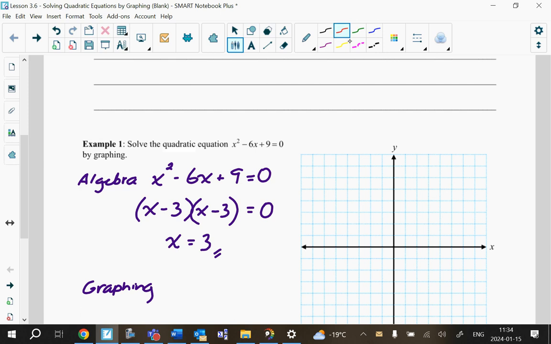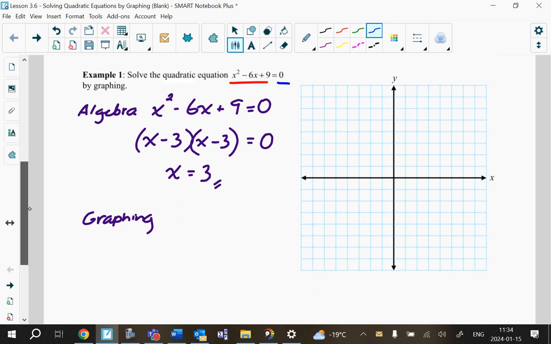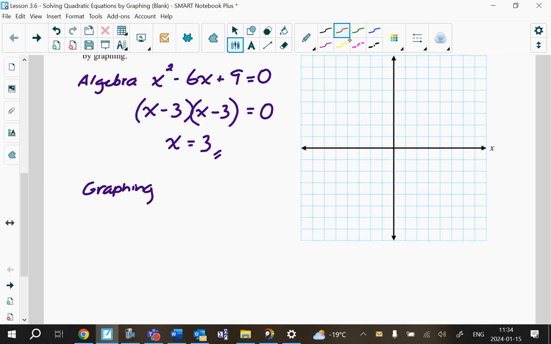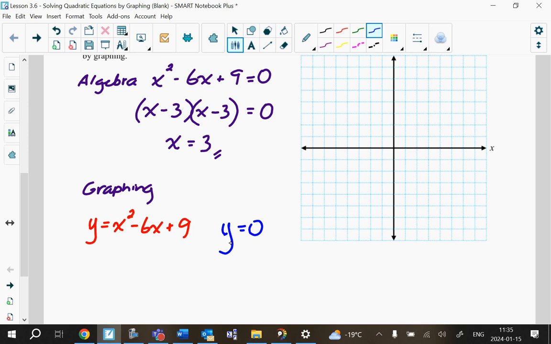By graphing, here's what we're going to do. We're going to take each side of the equation and we're going to graph it. So what we're going to do is we're going to put a y equals in front of this. We're going to put a y equals in front of this. So we get y equals x squared minus 6x plus 9. And y equals 0. So we got to remember how to graph these things.